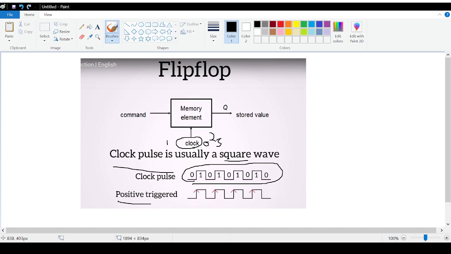Just remember that when the clock is 0, your flip-flop is turned off. Whatever is inside the flip-flop remains unchanged. There is no change inside the flip-flop. But when the clock is 1, the flip-flop receives the command and works accordingly. Okay, so this is the basic of flip-flop.